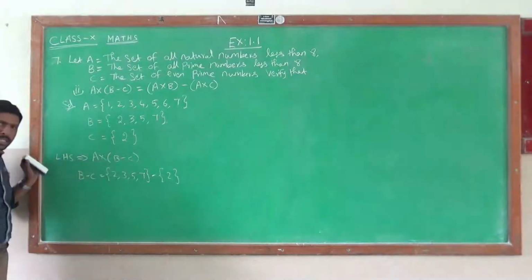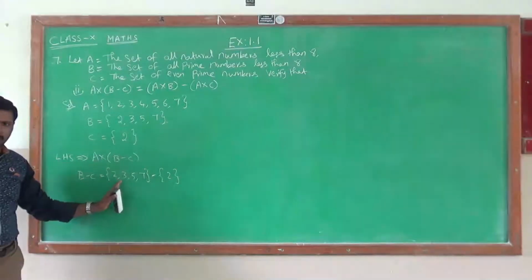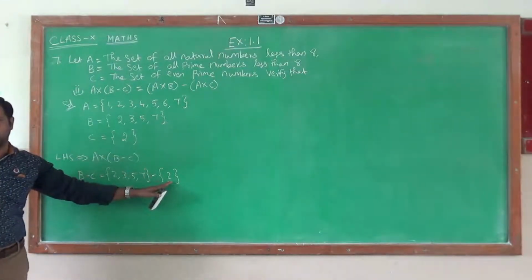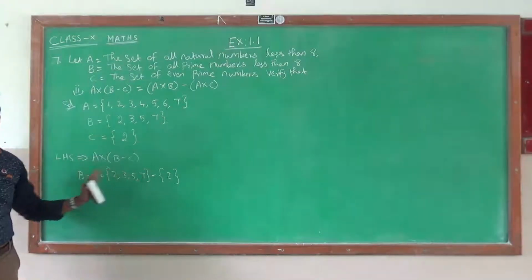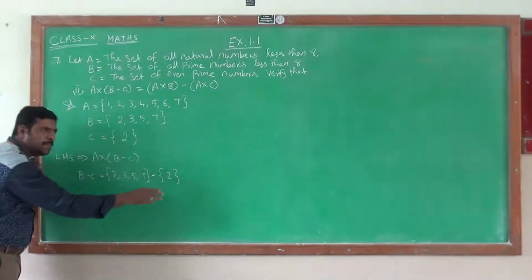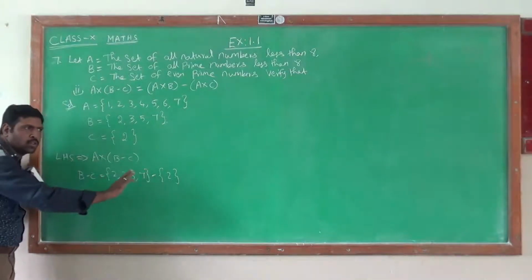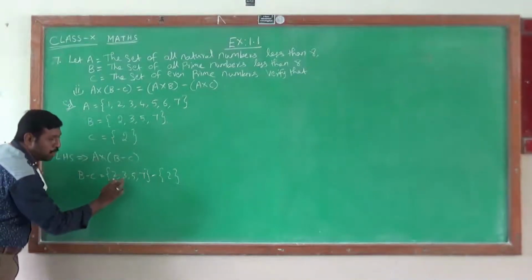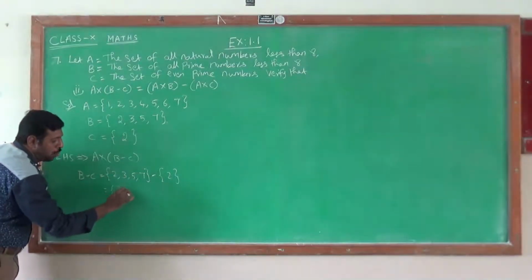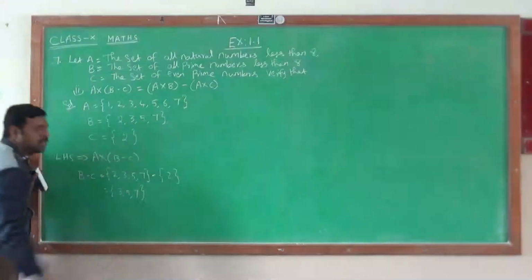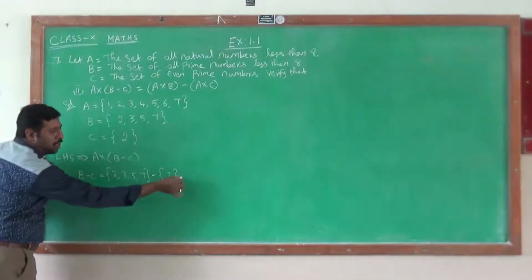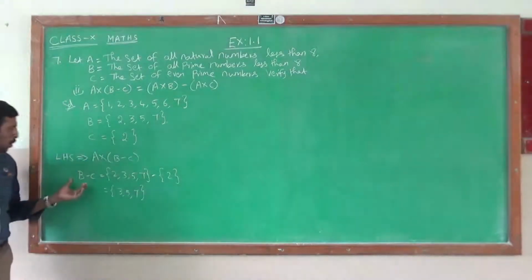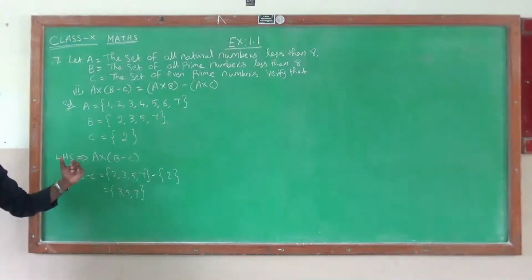We know how to subtract that, right? First select the first set. Any element of the first set that appears in the second set, just cross out. We look only at the first set elements. Even though there are more elements in the second set, you should not count those. So 2 will be cancelled. Only the remaining elements of the first set are considered. So B minus C is equal to 3, 5, 7.